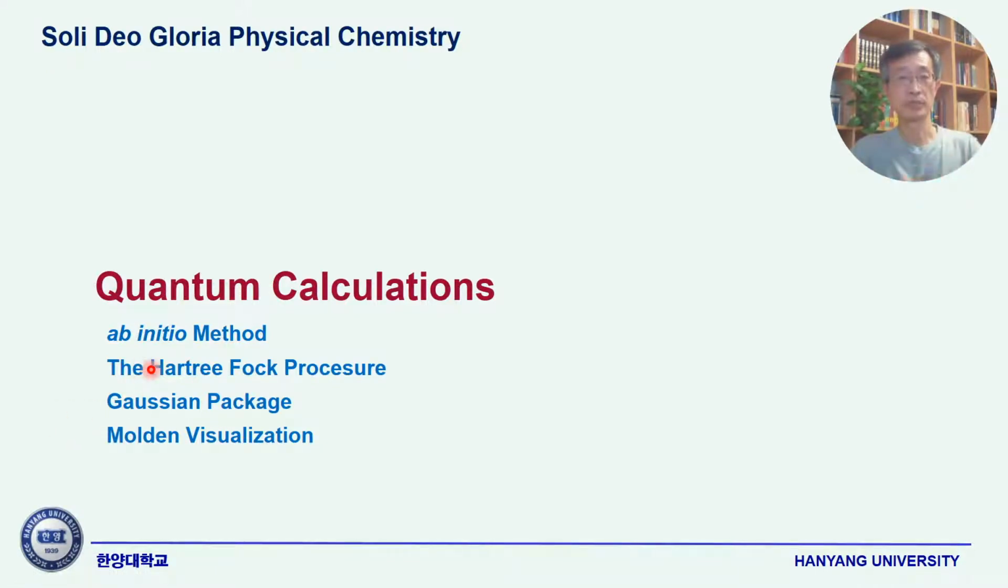the simplest of ab initio is the Hartree-Fock procedure. And then there are several chemistry software packages available. One of them, and the most popular, would be the Gaussian package. And then the result we can visualize with the Molden program. I picked these up for Windows.